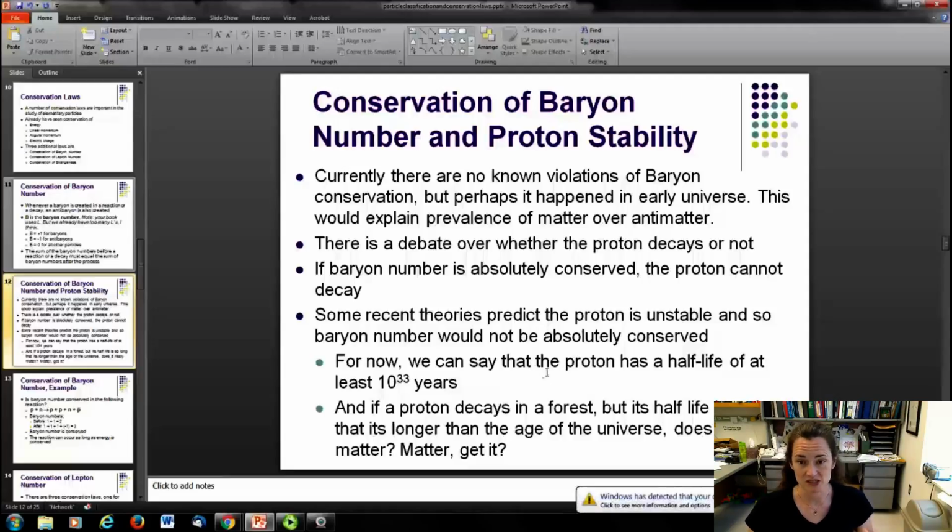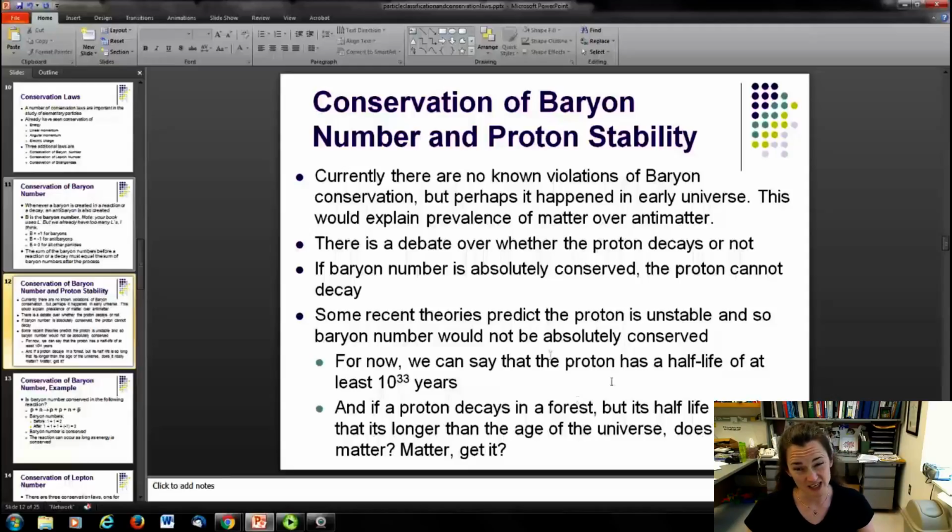And this is predicted by some recent theories which predict that the proton is unstable, and so that the baryon number wouldn't be absolutely conserved, that it might be violated. It just doesn't get violated very, very often because the half-life is so very long. 10 to the 33 years is longer than the age of the universe.